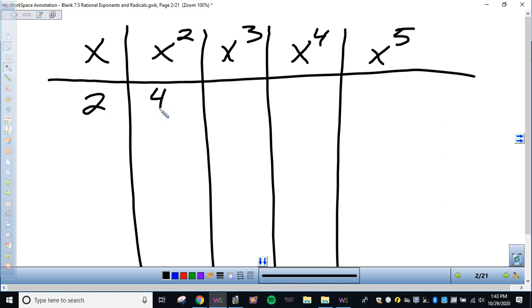If I square 2, 2 times 2 is 4. If I multiply that 4 by 2, I get 8. The 8 by 2, I get 16. 16 by 2, I get 32.